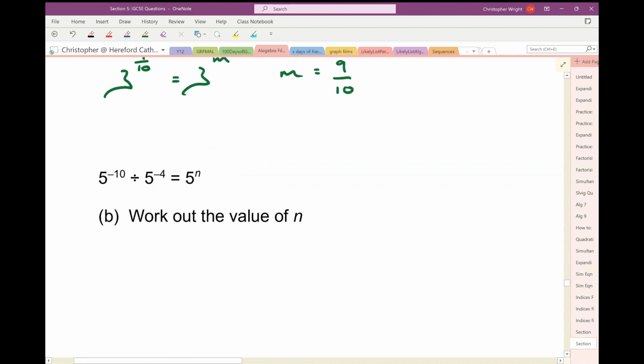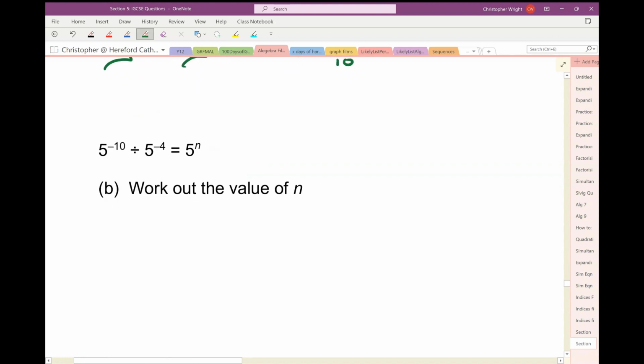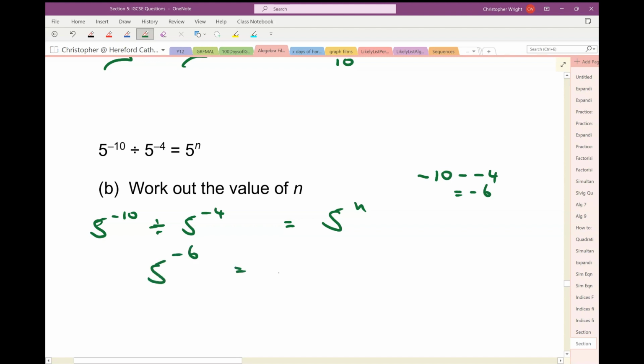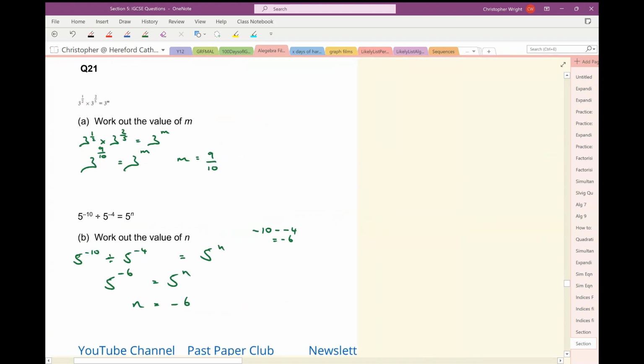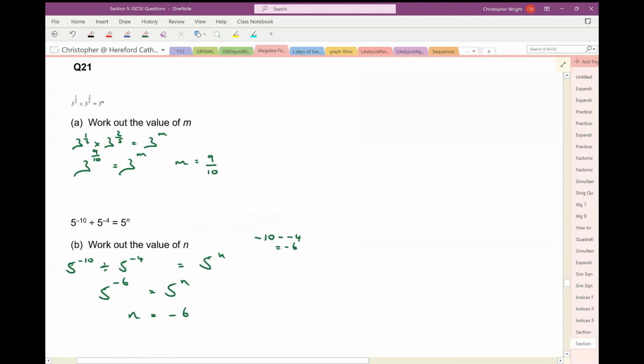And part B, well, here I'm dividing. So I've got 5 to the power of minus 10 divided by 5 to the power of minus 4, and that equals 5 to the power of n. Well, if I was doing 5 to the power of minus 10 divided by 5 to the power of minus 4, I would subtract those indices. So I'd have minus 10 minus minus 4, minus 10 plus 4, minus 6. So that's 5 to the power of minus 6 equals 5 to the power of n. So n equals minus 6. And that is question 21 done.